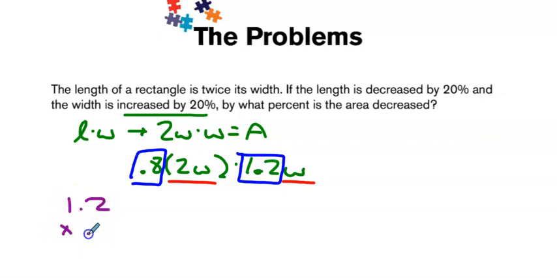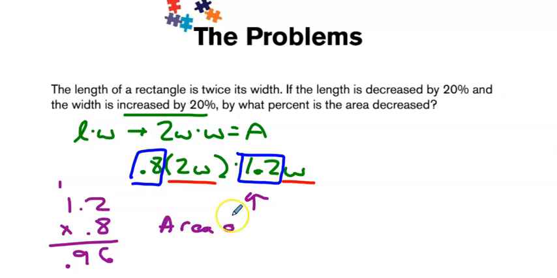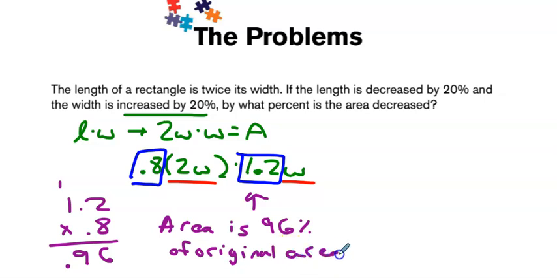Multiply 1.2 times 0.8 and move my decimal to the correct spot, 96. So 96%. What that means is this area is 96% of what the area was originally, because I am taking the same thing, 2w times w, and I'm multiplying it by 0.96. So by what percent did it decrease? Well, that would be 4%. 100% minus 96% is a 4% decrease.